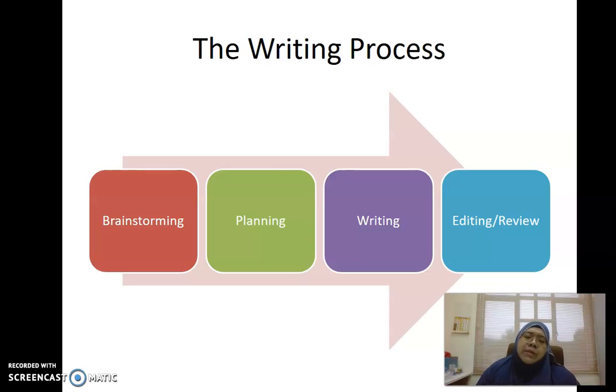The writing process involves four stages. The first one is brainstorming, the second one is planning, the third one is writing, and the last one is editing and review. Can we go one by one?